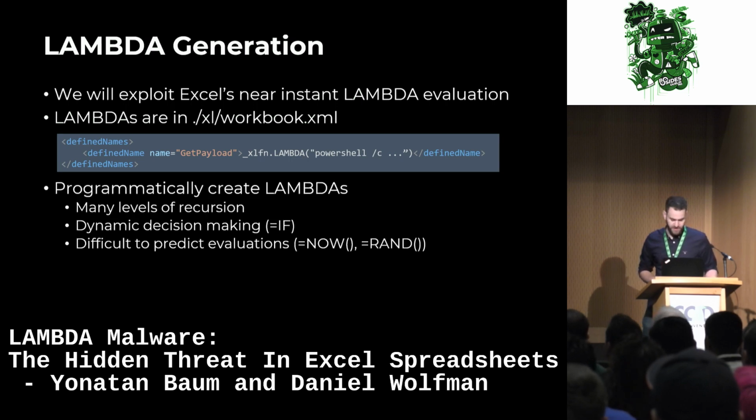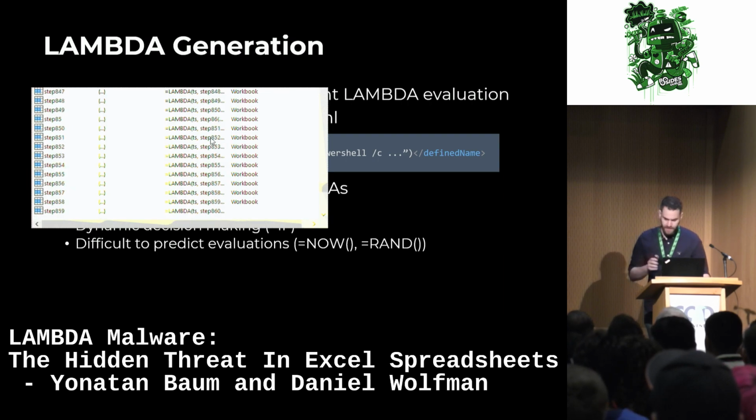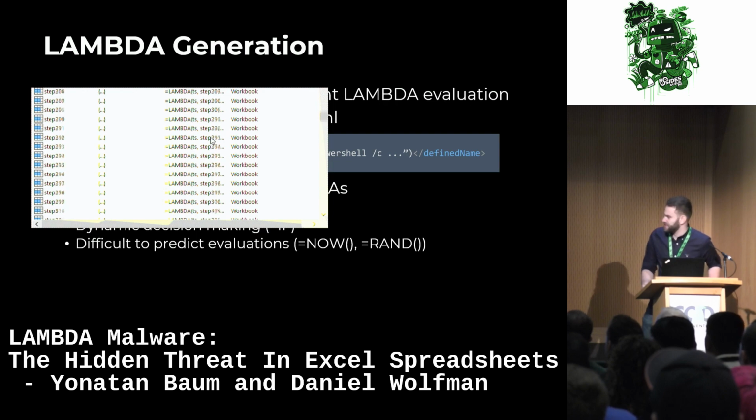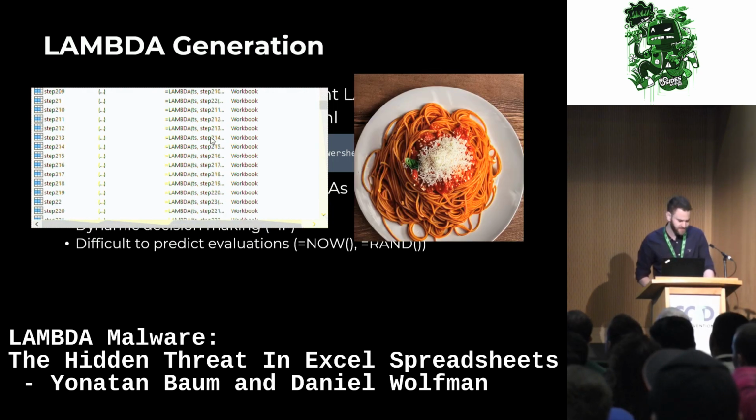Then I wrote a program that automatically created lambdas for me in the XML file, creating hundreds and thousands of lambdas, each calling the others in very deep recursion, making decisions about the next step dynamically and in difficult to predict ways. Here's me scrolling through the list of lambdas I created using the interface. And while I don't have the exact corresponding graph for it, here's a rough approximation.